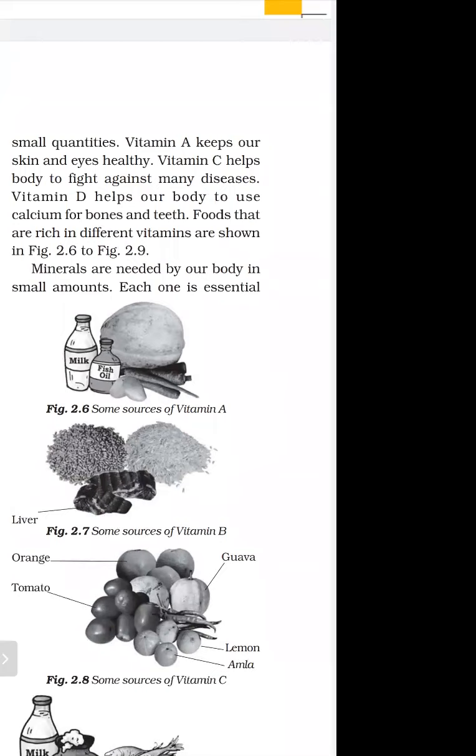And what are their sources? How can we obtain vitamin A from the given food sources: milk, fish oil, carrot. These are the sources of vitamin A.